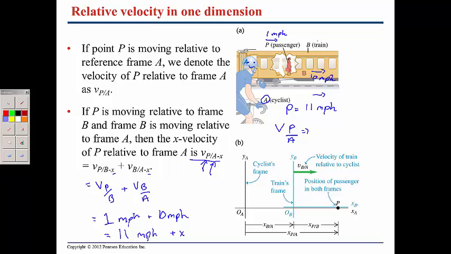Now, the passenger's reference frame is going to be different. She's going to see the cyclist moving backwards. And with respect to the train, someone else sitting on the train, they're going to see the lady, the passenger, walking forward towards them at 1 mile per hour. So everyone has different reference frames.